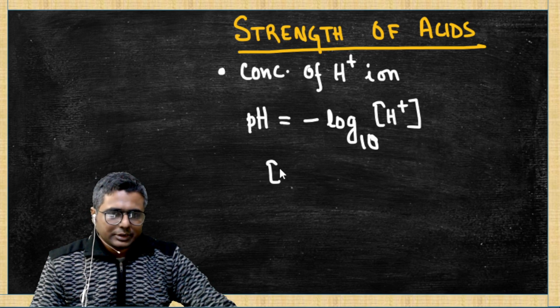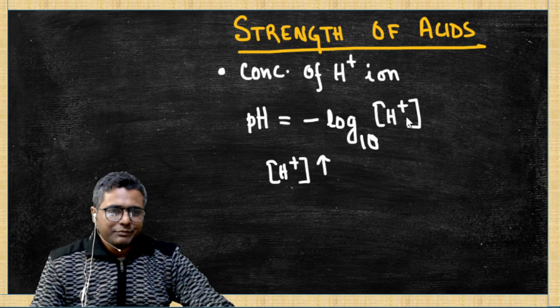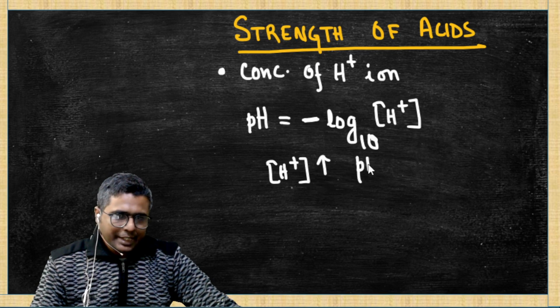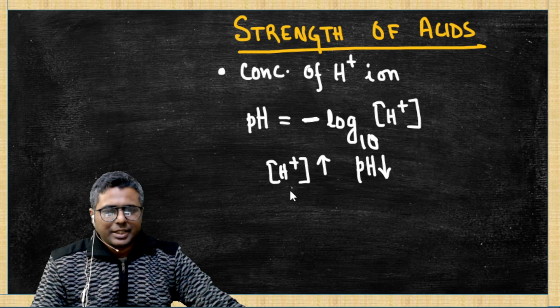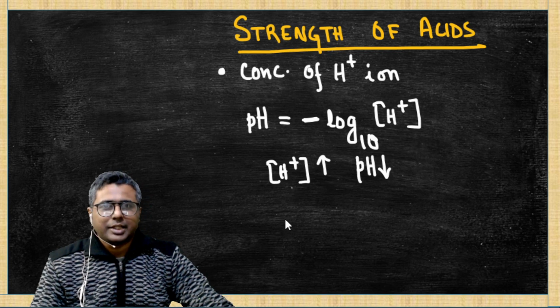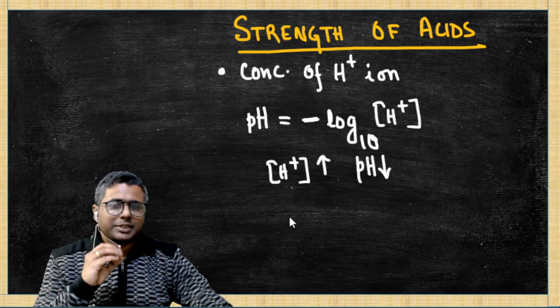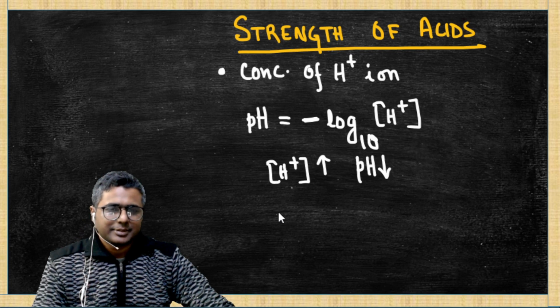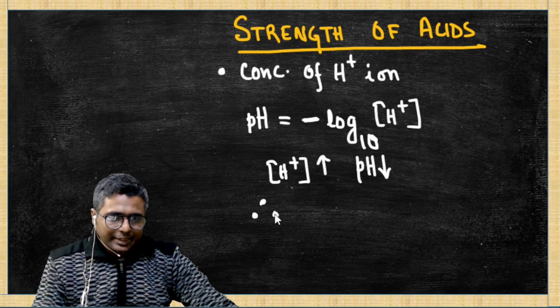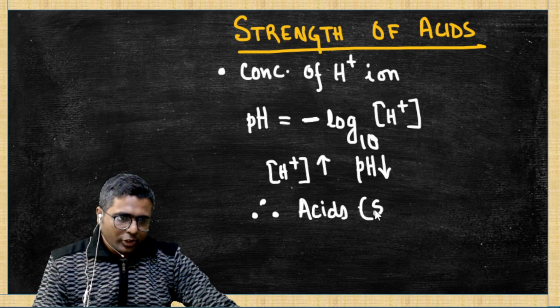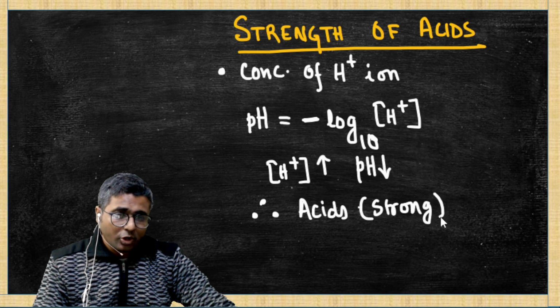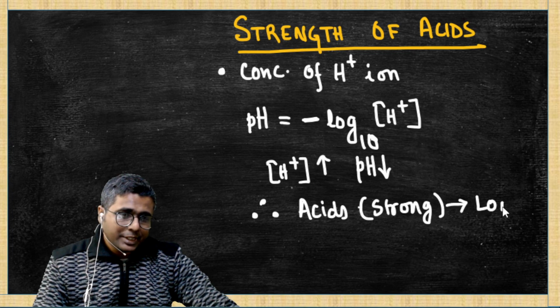So suppose in an acid H plus ion increases. If H plus ion increases, see there is a negative sign over here, then pH will decrease. If there are lots and lots of H plus ions, pH will be less and less. So that is why I can say acids, rather strong acids, the acids which are strong, will have low pH.